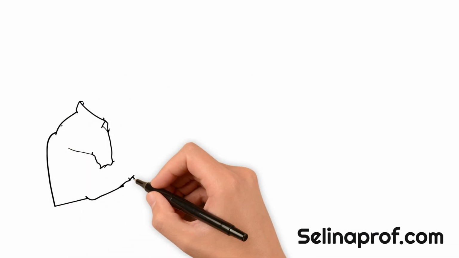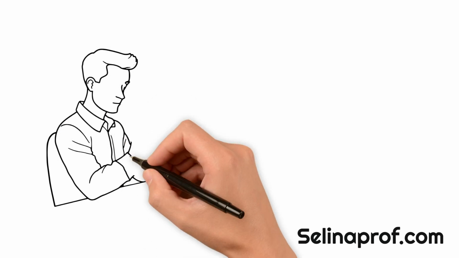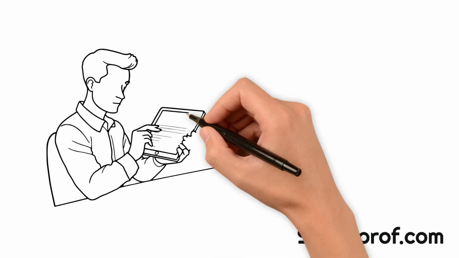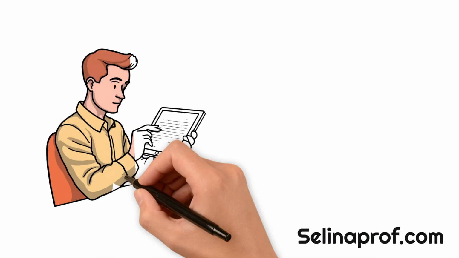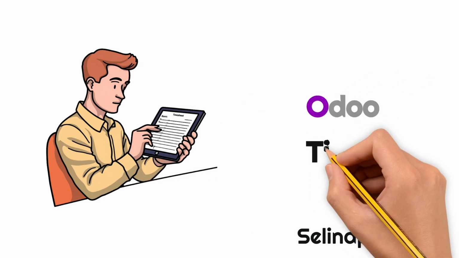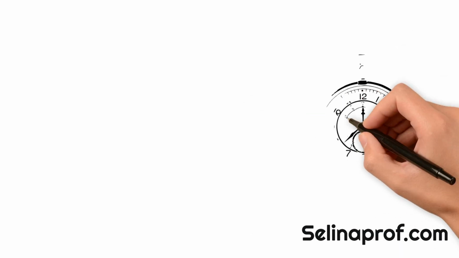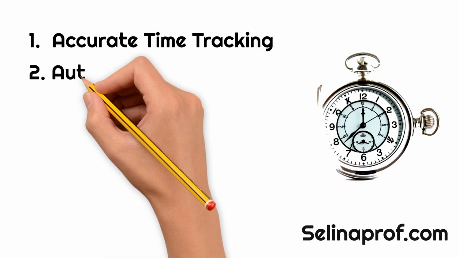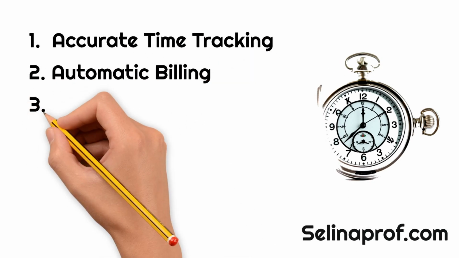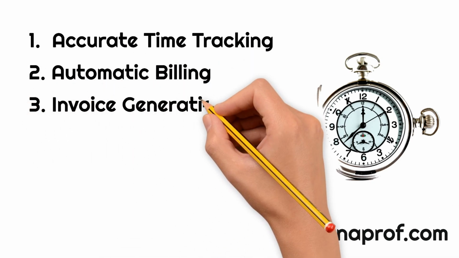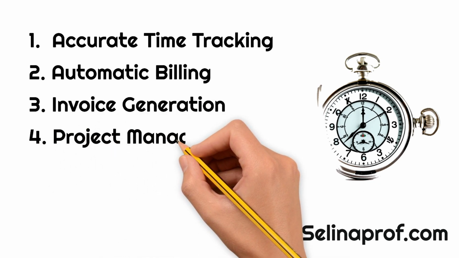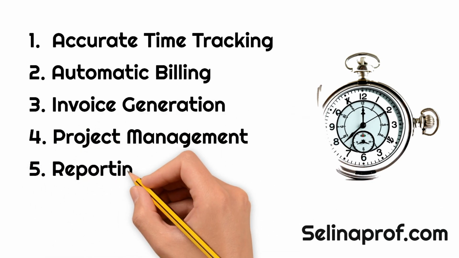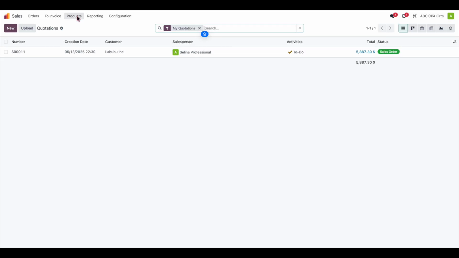Odoo actually offers a fully integrated solution tailored for accounting and legal professionals. It can improve time tracking accuracy, and it can automate the billing and invoicing process. Better yet, it connects seamlessly with Odoo's project management tools, so you can measure your tasks and projects, monitor your client work, and view dashboards and reports all in one place. So without further ado, let's jump directly into the Odoo system.